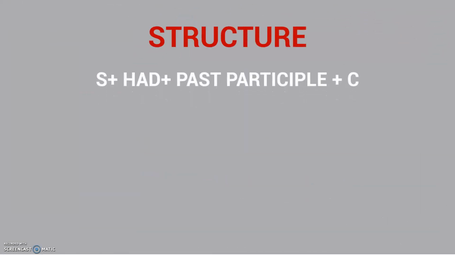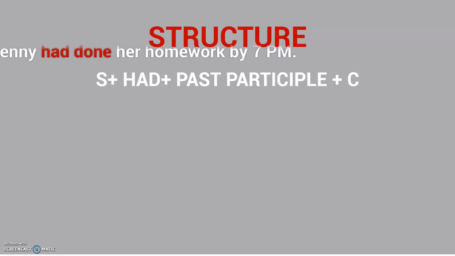Let's look at the structure. Right here we're gonna have the subject, and had all the time as the auxiliary. So for I, you, he, she, we, you, they, the same auxiliary, only had. Then the past participle of the verb, which is the third form of our verbs, and then the complement, where we can have different expressions and we can also have simple past with it.